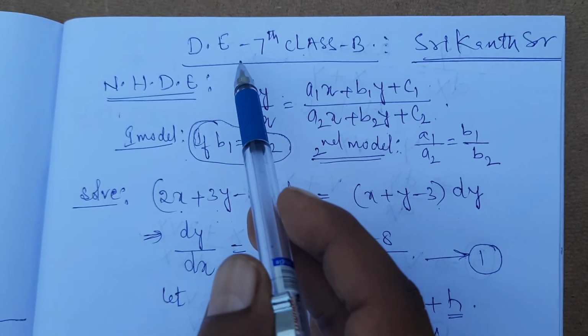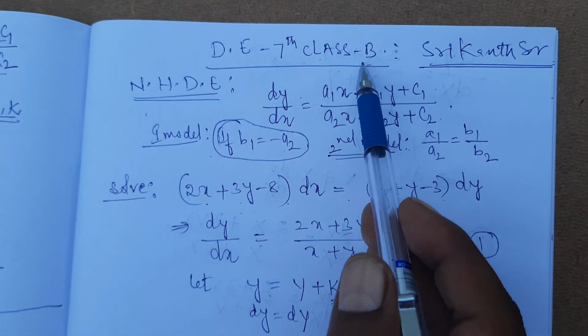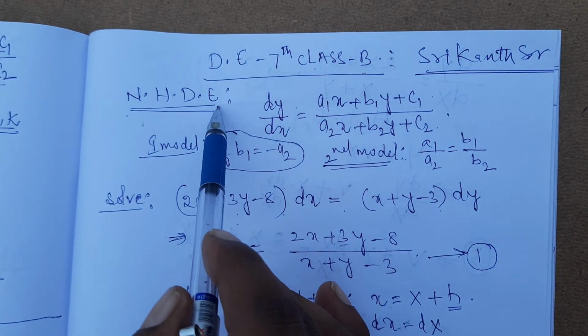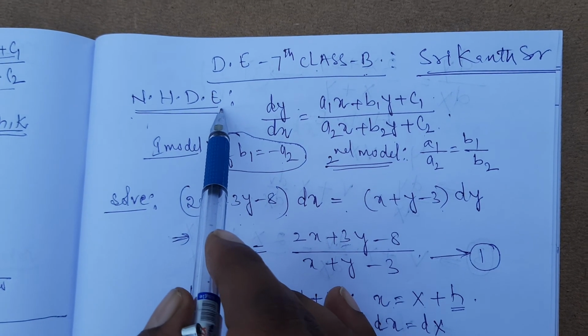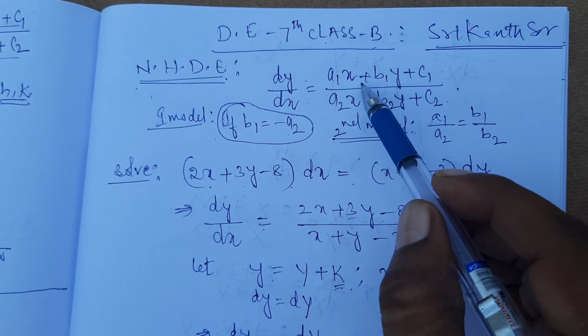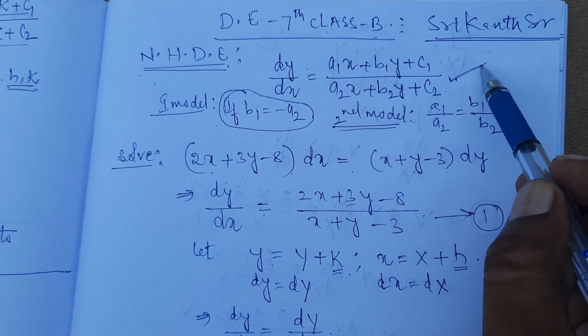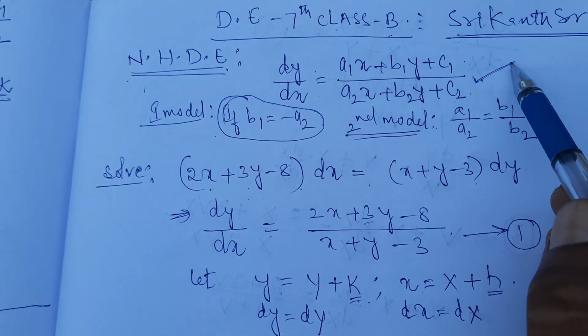Differential equation. This is the 7th class, lecture B. Lecture already given regarding the non-homogeneous differential equations. First of all, what is the general form of the non-homogeneous differential equation? dy by dx equals a1x plus b1y plus c1 by a2x plus b2y plus c2. This is the non-homogeneous differential equation.